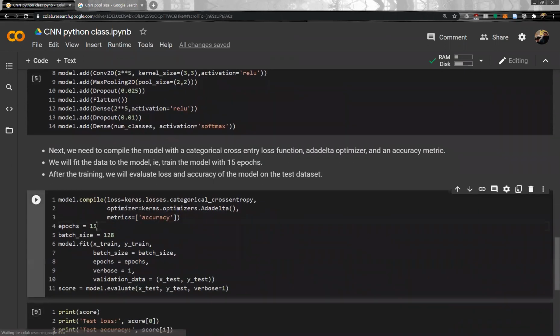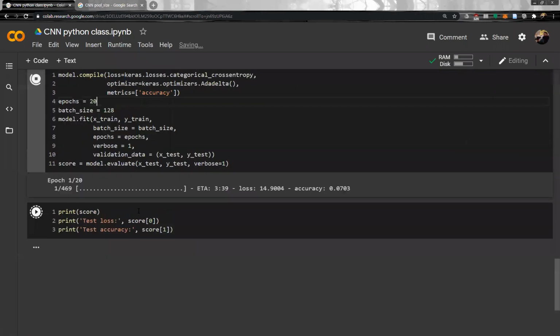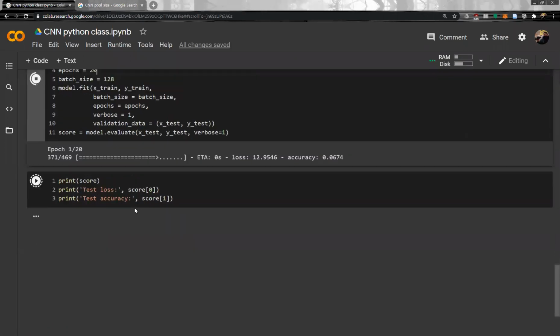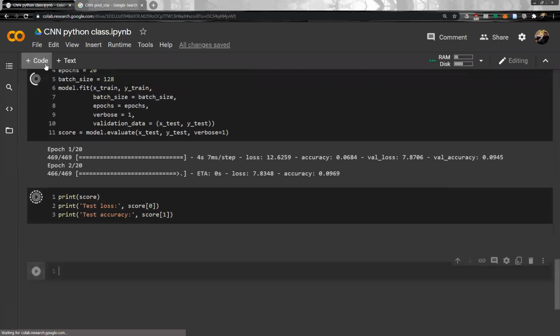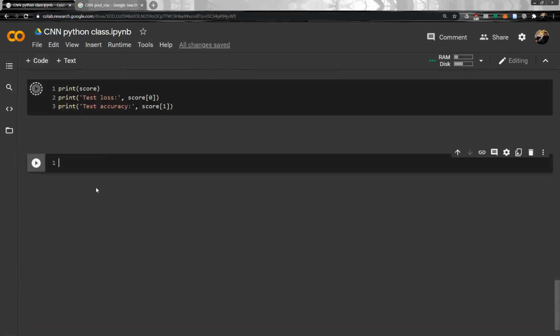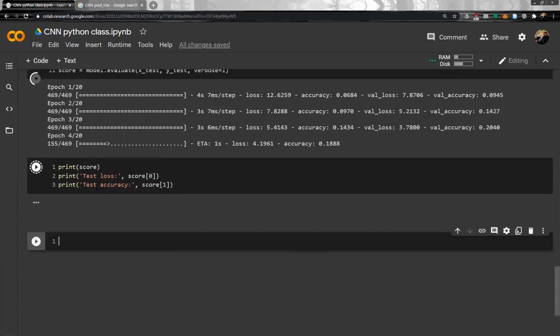Let me increase epoch to 20 times. Then would it be better? Let me try. So we have to wait. While we are waiting, let me add the code. I will do code, and then let me check the prediction.